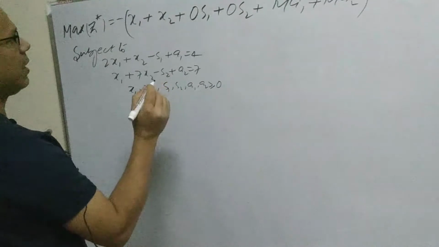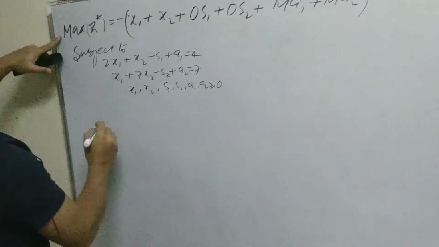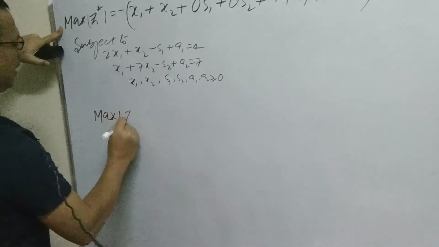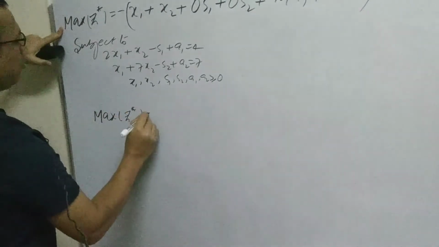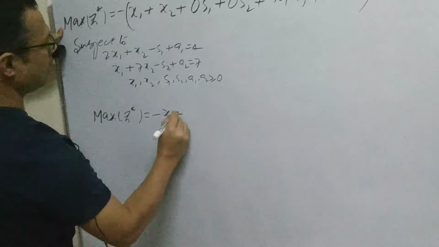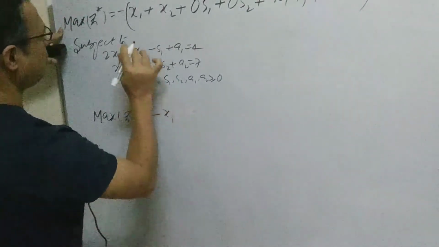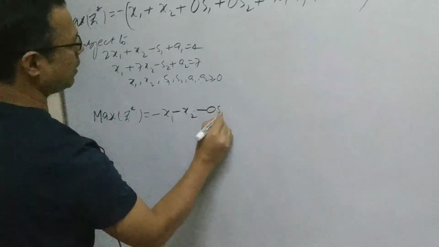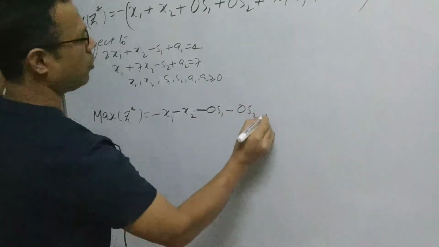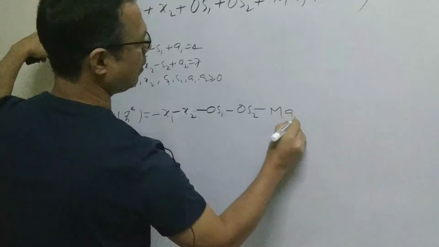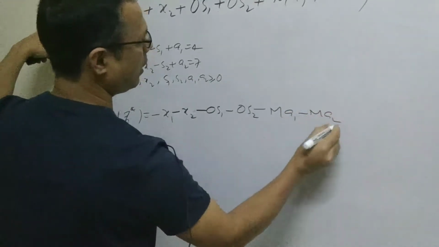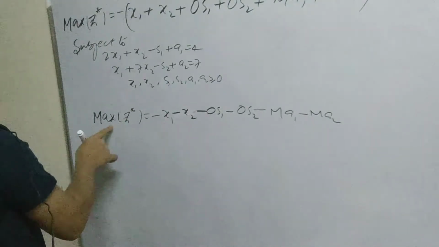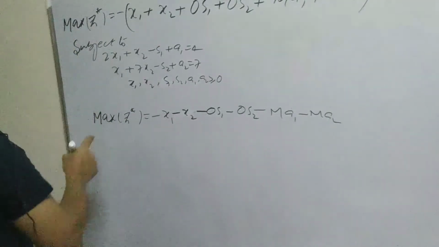In the first phase, if you are going to write it like this, we change the maximum: z star is equal to minus x1 minus x2 minus 0 s1 minus 0 s2 minus M a1 minus M a2. So this objective function has been changed into the form of maximization. So this is a maximization type of problem.